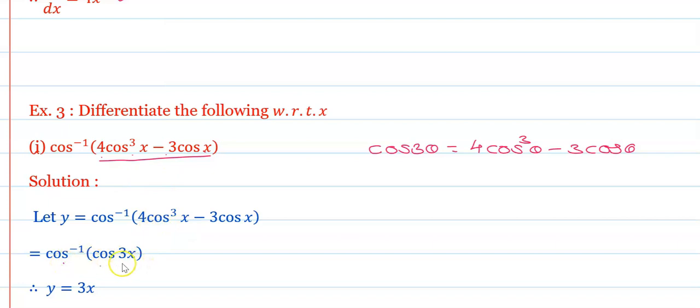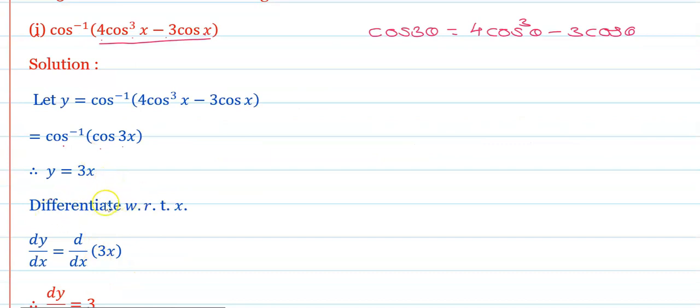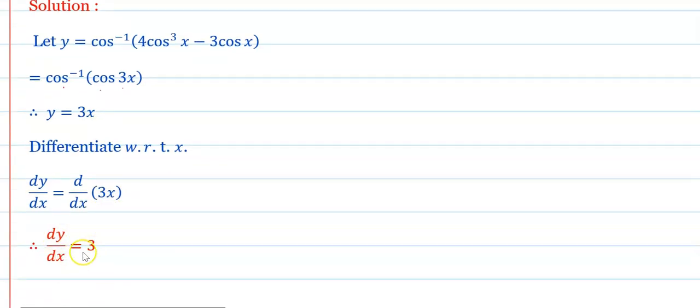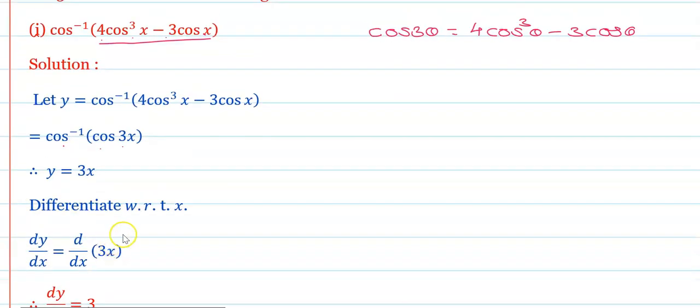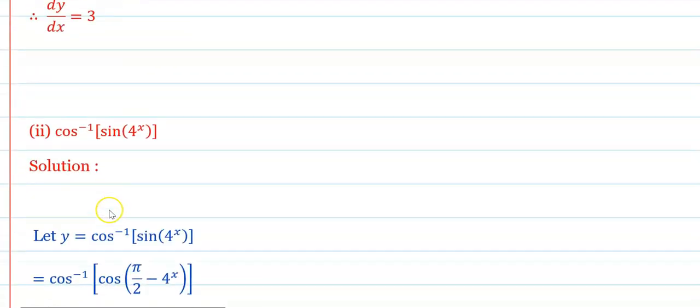Again cos inverse of cos theta is theta, which means y is equal to 3x. Differentiate this with respect to x. Derivative of x is 1. 1 into 3 you will get 3, and hence dy by dx is equal to 3. You can see dy by dx is equal to 3.